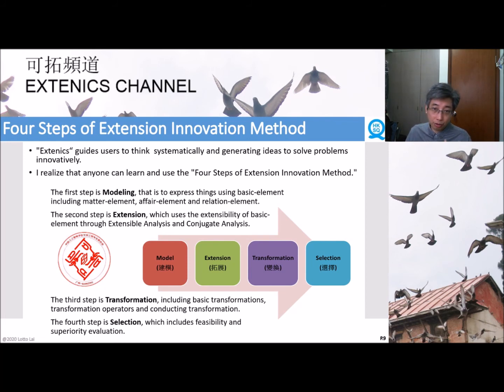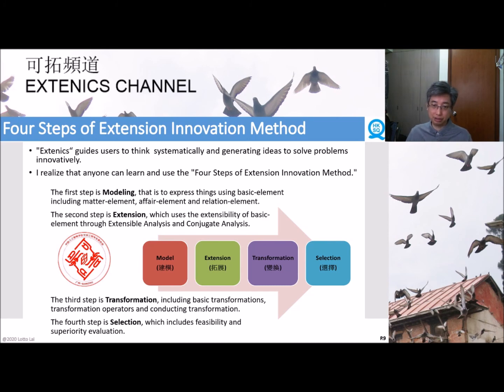They are separated into 4 steps. The first step is modeling: to expand things, use basic elements such as the matter element, affair element, and relation element. In the past 3 classes, I introduced what the matter element, affair element, and relation element are, and how to apply them. The second step is extension, the extensibility of basic elements. Based on the matter element, affair element, and relation element, you can use divergence analysis and conjugate analysis to expand their possibilities and find different ideas. It's a very important step.